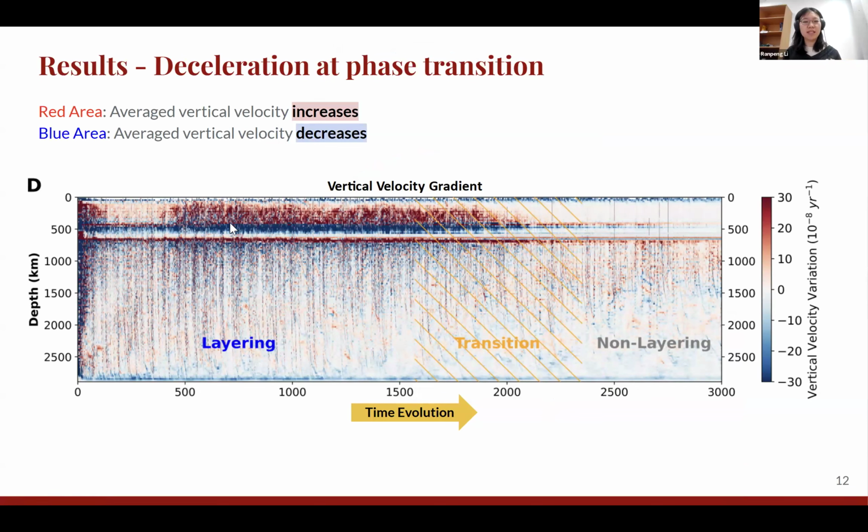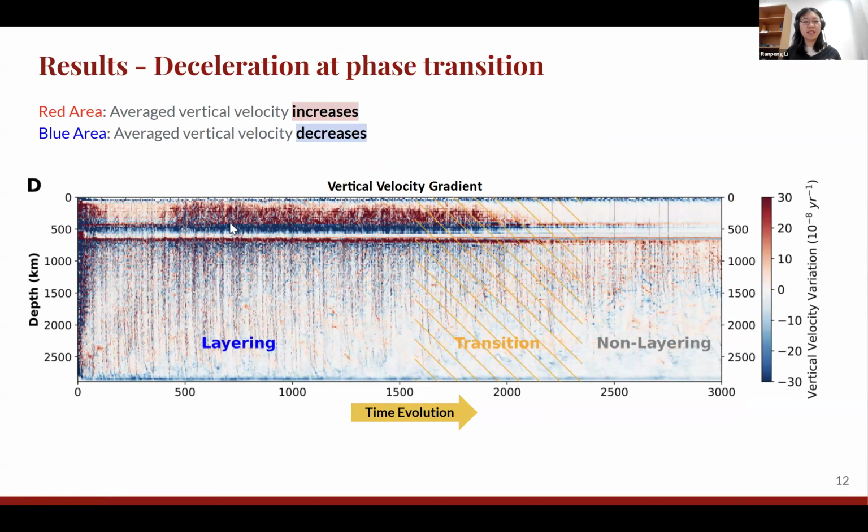So based on our results, we can draw regimes for the layering and non-layering. So here on this regime diagram, every circle represents either a quasi-steady state model or a 300 million years time interval of the long-term model. And the x-axis is the starting mantle potential temperature. The size of the circles is the degree of the layering, which is quantified by how much the vertical mass flux is reduced by the layering.